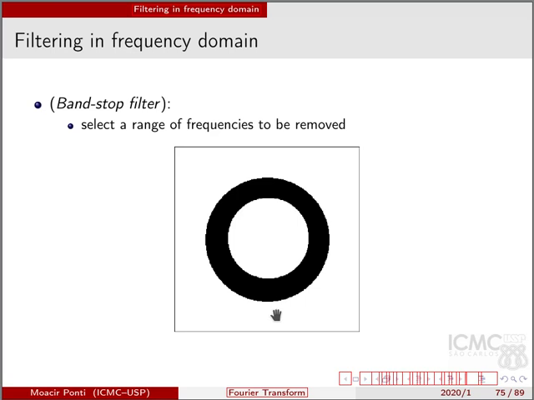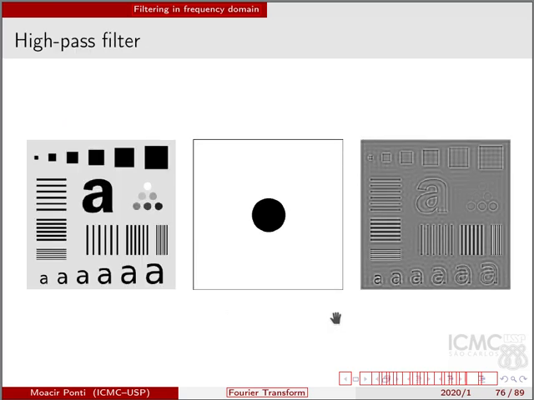On the other hand, I also have the band stop filter, which will remove just some band, in between a pair of given thresholds. So it will remove everything that lies inside this ring here, while keeping lower frequencies and higher frequencies. Let me show you a few examples to illustrate that.